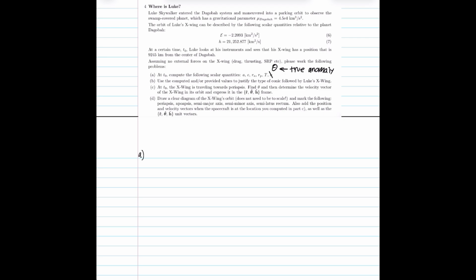So first, let's find the semi-major axis, a, and this relation relates the energy to a, so we can rearrange for a because we know the energy because it was given to us, and mu because it was also given to us. So that is the semi-major axis in kilometers.